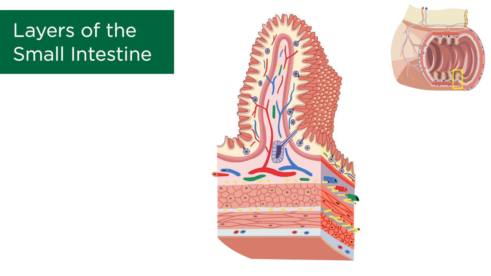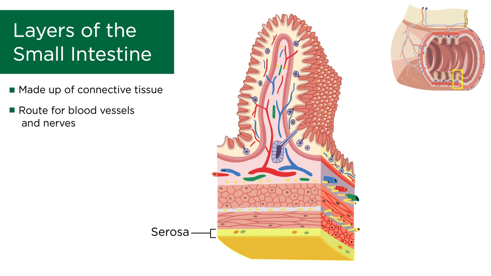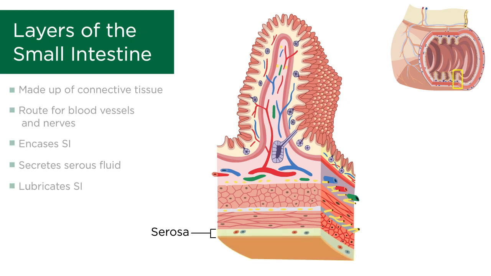Covering most portions of the GI tract is a connective tissue of visceral peritoneum, referred to as the serosa. The serosa provides a route for blood vessels and nerves, while encasing the small intestine and allowing it to stay stationary, but also slide along other surfaces without creating much friction, as it secretes serous fluid that lubricates its own surfaces. Serosa is not found throughout the entire GI tract, however. Instead, there is dense connective tissue found in areas such as the esophagus and rectum.